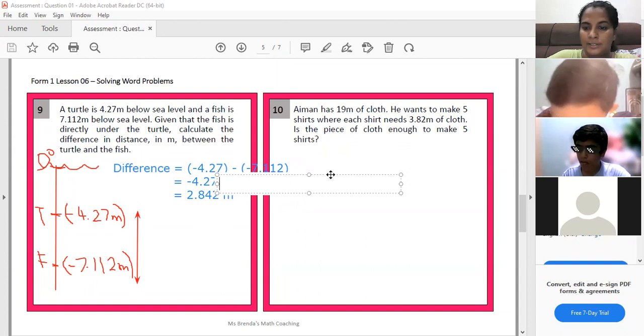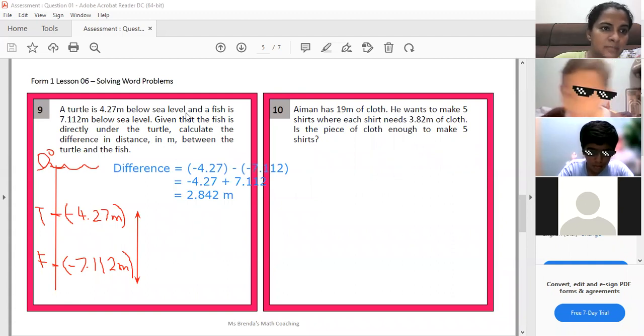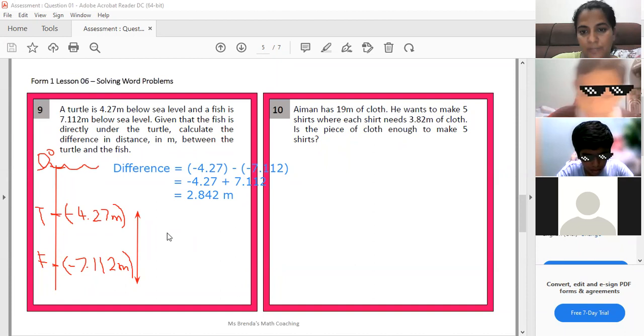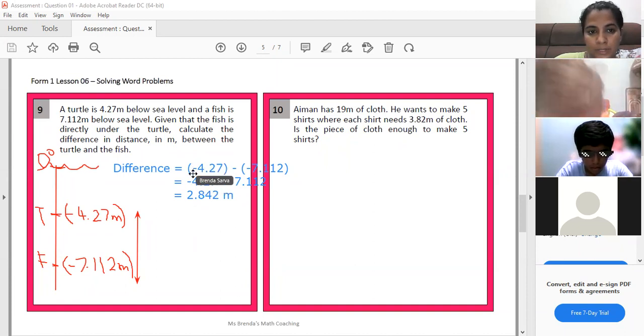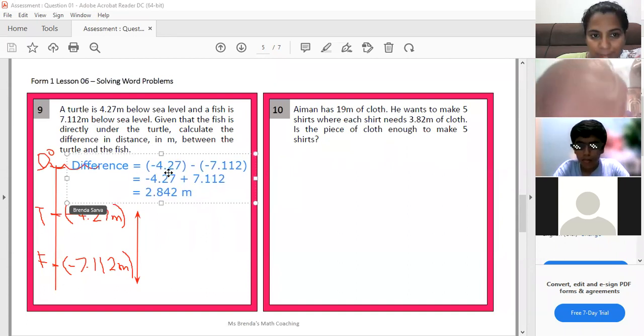See, your idea is very easy. When you want to calculate difference, you must always take maximum minus minimum. Take one number minus the other number, the higher minus the lower. But you've got to remember, you are minusing a negative number. So this is how your calculation should look like.